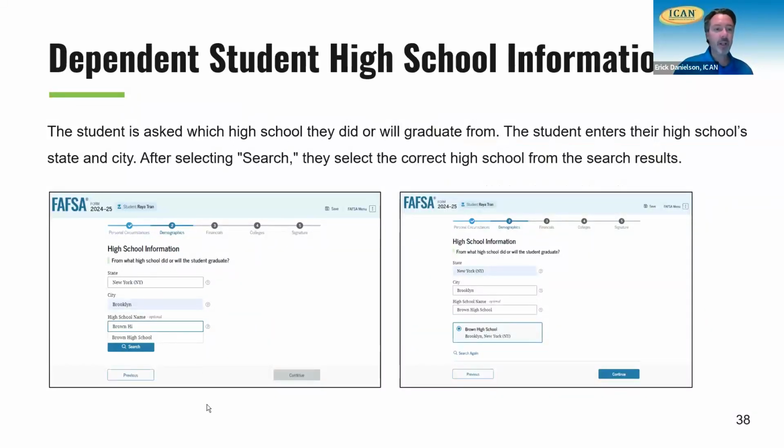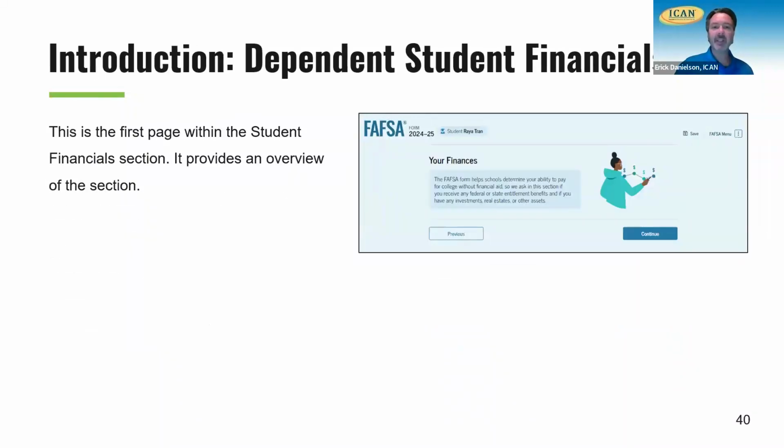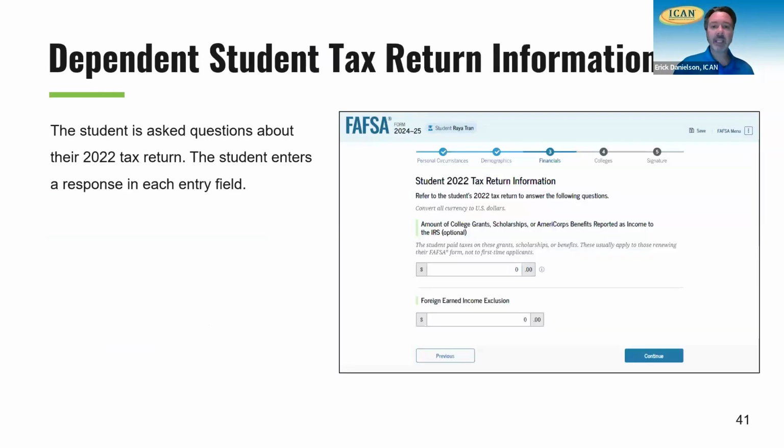The next thing that we would go on to would be what high school. And you'd put the state, the city, the high school name, and once you find it, click on it, hit continue there. And confirming it, then it will show it one more time. And if that is the right one and you confirm it, do that and hit continue. Now we're going to get into the student's finances. So financial part, hit continue.